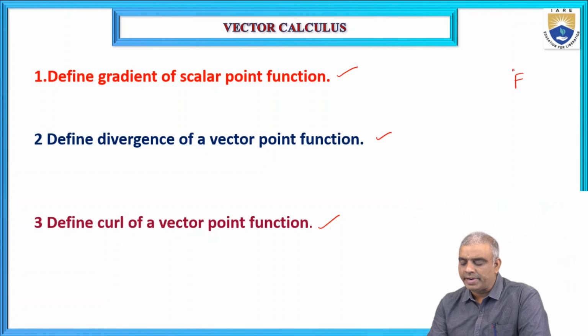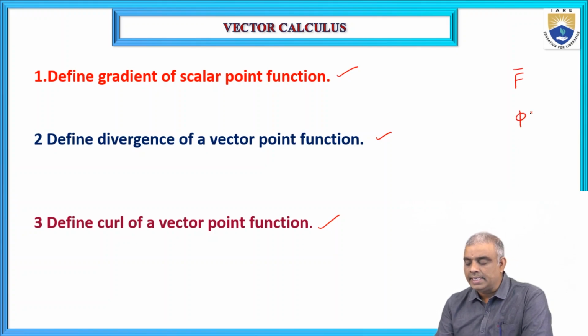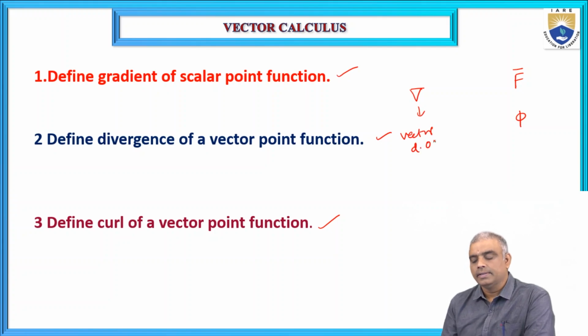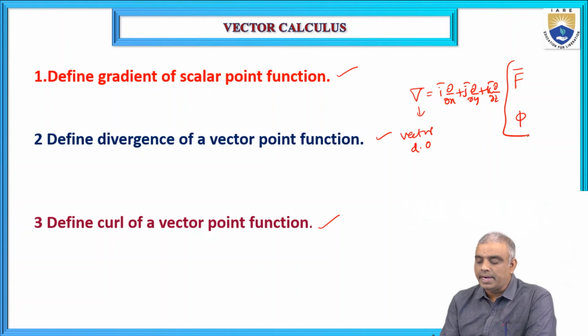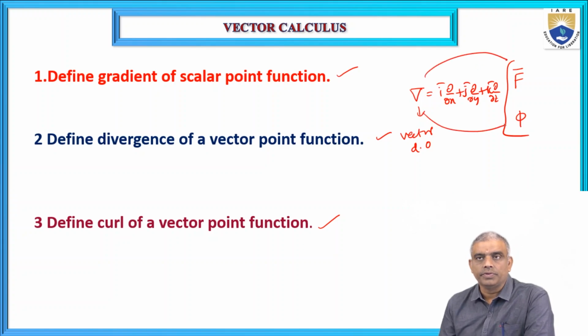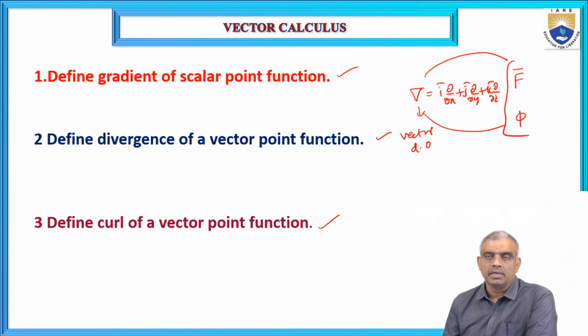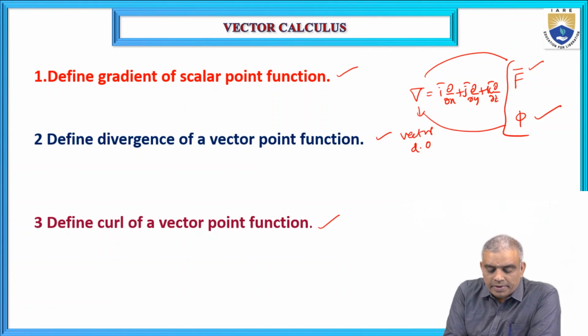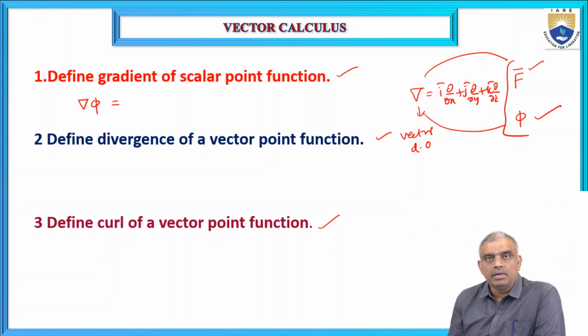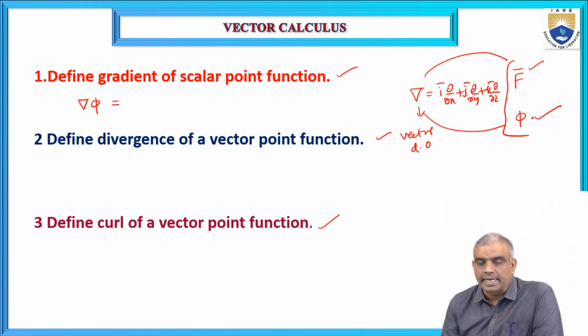This f bar is any vector point function and phi is any scalar function, and del is the differential operator. Del is called the vector differential operator. What is del? i bar dou by dou x plus j bar dou by dou y plus k bar dou by dou z. Del can be applied on both vectors and scalars. If del is applied on a scalar function, then it is called del phi or grad phi, which is called the gradient. Here phi is the scalar point function.